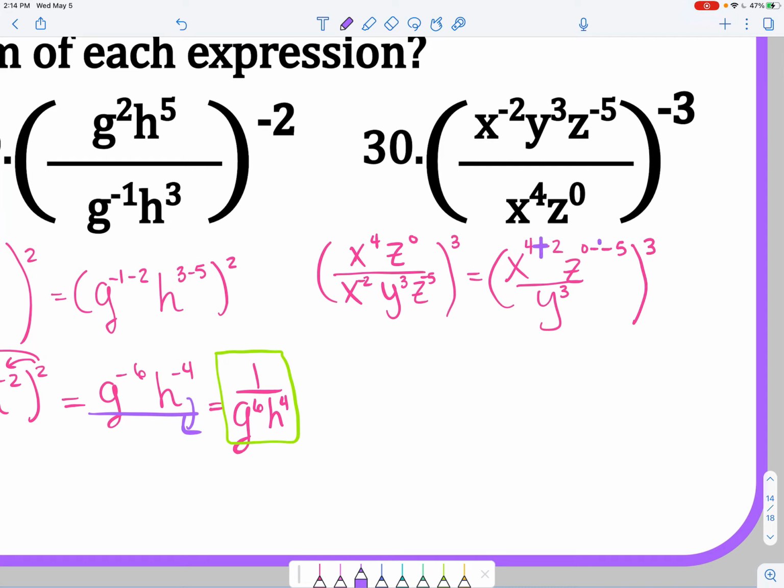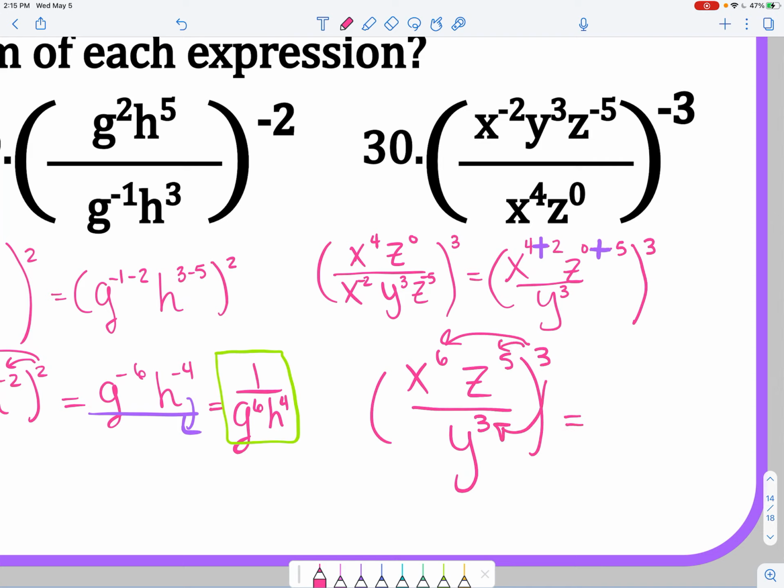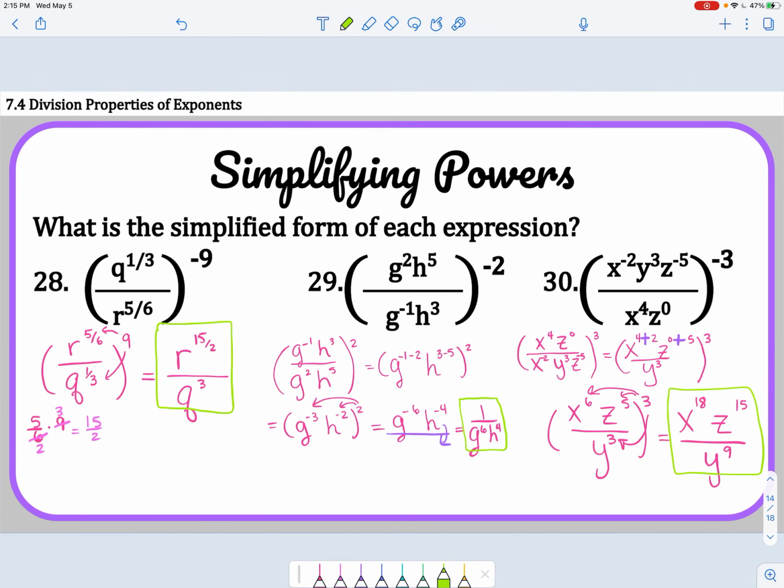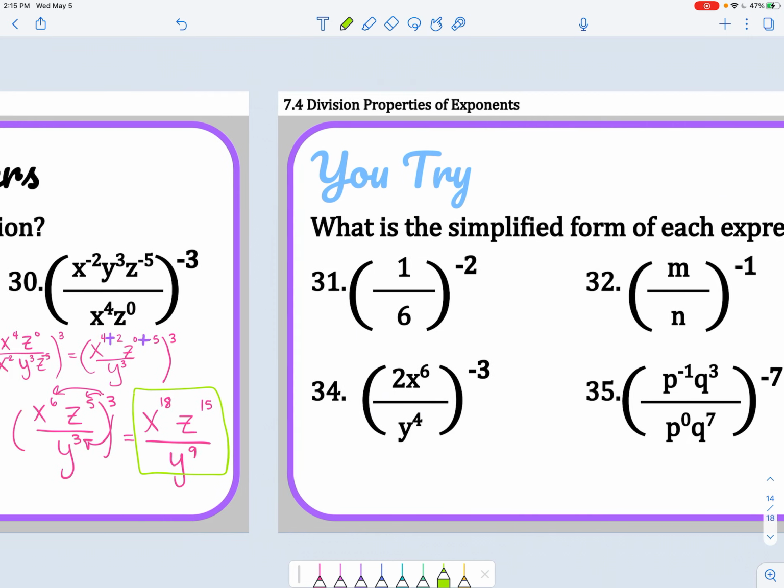Double negatives will make this a plus, and same thing for my base of z. So I've got x to the positive 6 times z to the positive 5 all over y to the positive 3. And this is all being raised to the power 3. So the last thing I'm going to do is multiply that outermost exponent with all of the innermost, giving me x to the 18 times z to the 15 over y to the power 9. And there's my final answer.